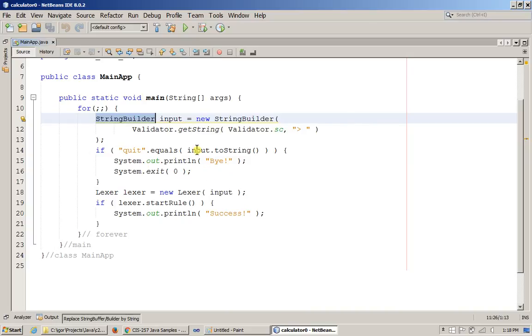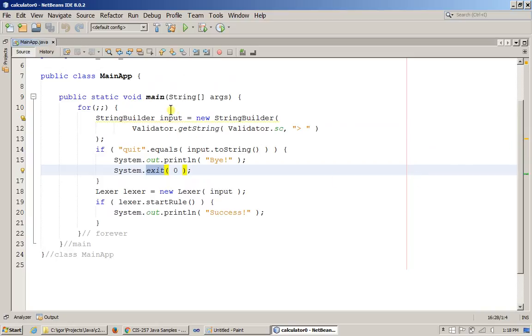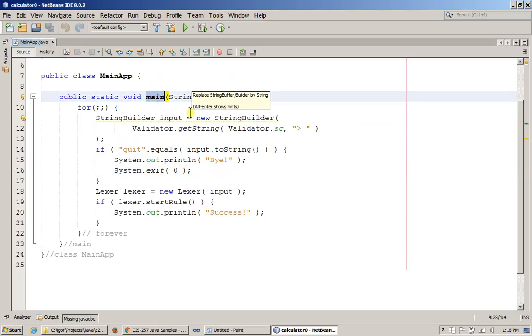Next, I check whether it's a quit, and if it's a quit, I say goodbye and exit. Otherwise, the following happens. So you can see that, as in every good program, the main method should actually be very short. Okay, it's intention. It should be very short.